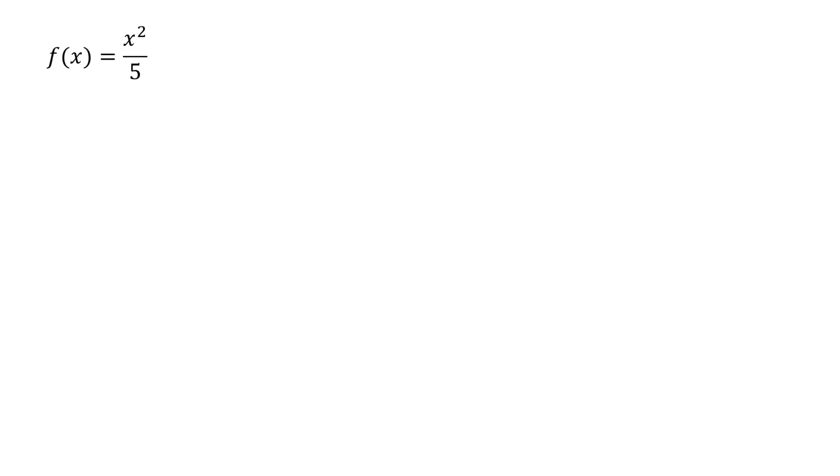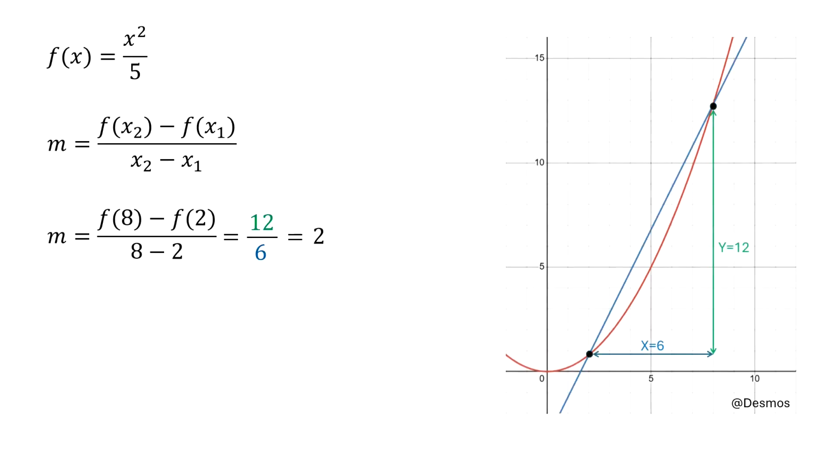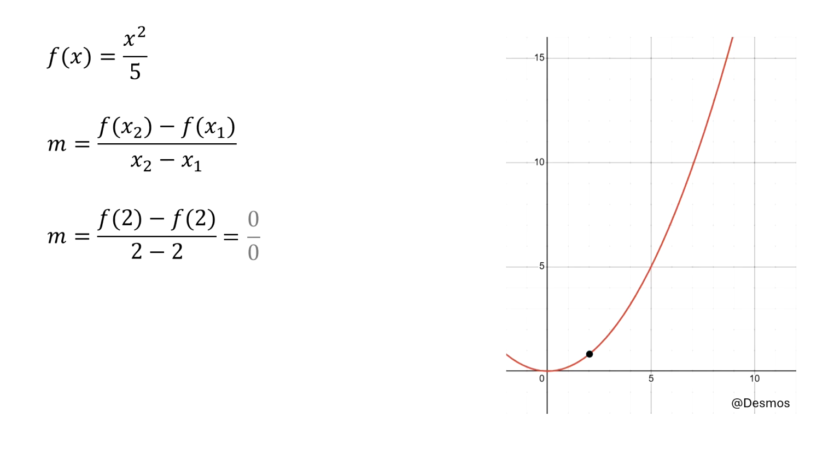Let's consider the following equation, and let's calculate the slope between 2 and 8. The slope is the ratio of the change in y and the change in x. But how to find a slope at a point? For example, at point 2, it can't be 0 over 0, right?